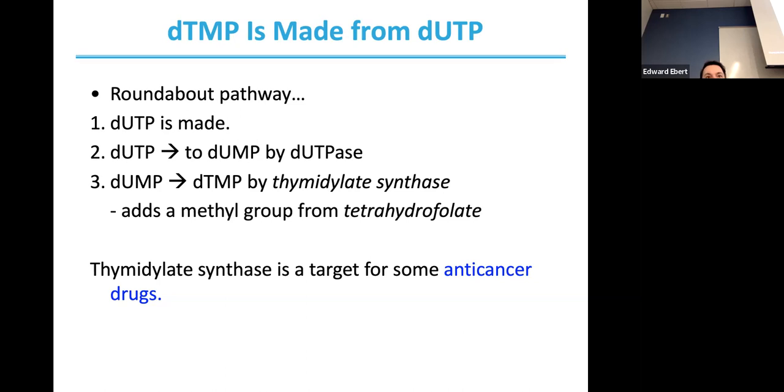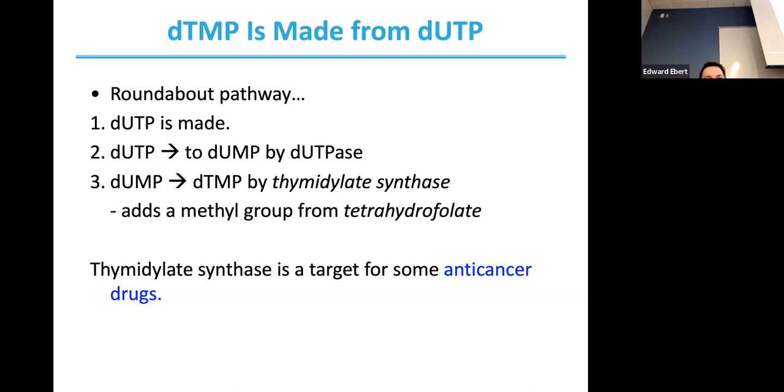Okay, because we start off, for our pyrimidine synthesis making UTP and CTP, so there's a little bit of a roundabout pathway. We make our deoxy-UTP first, and then we're going to dephosphorylate that into deoxymonophosphate, and then we will convert the uridylate into a thymidylate through this thymidylate synthase, which basically brings in a methyl group from tetrahydrofolate. Remember our THF, a good single methyl group carrier. It's really kind of neat because thymidylate synthase is a target for some anti-cancer drugs.